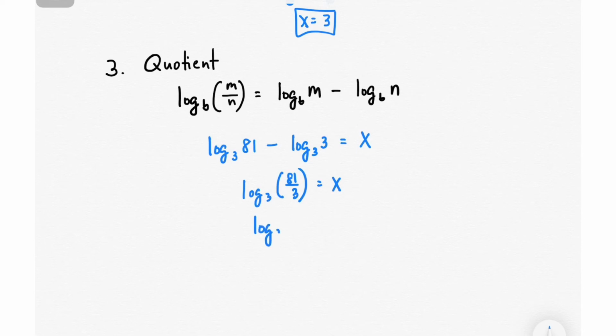And 81 divided by 3, that's 27. And 27 is actually 3 raised to the third power. We convert this into its exponential form. 3 raised to x equals 3 raised to 3. So x is 3. Alright, so that's the quotient property.